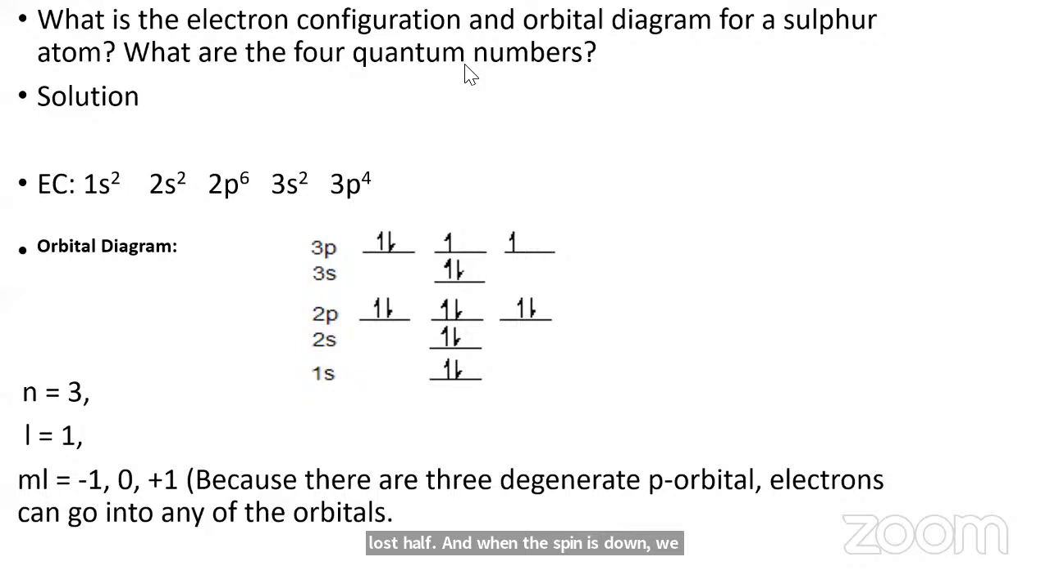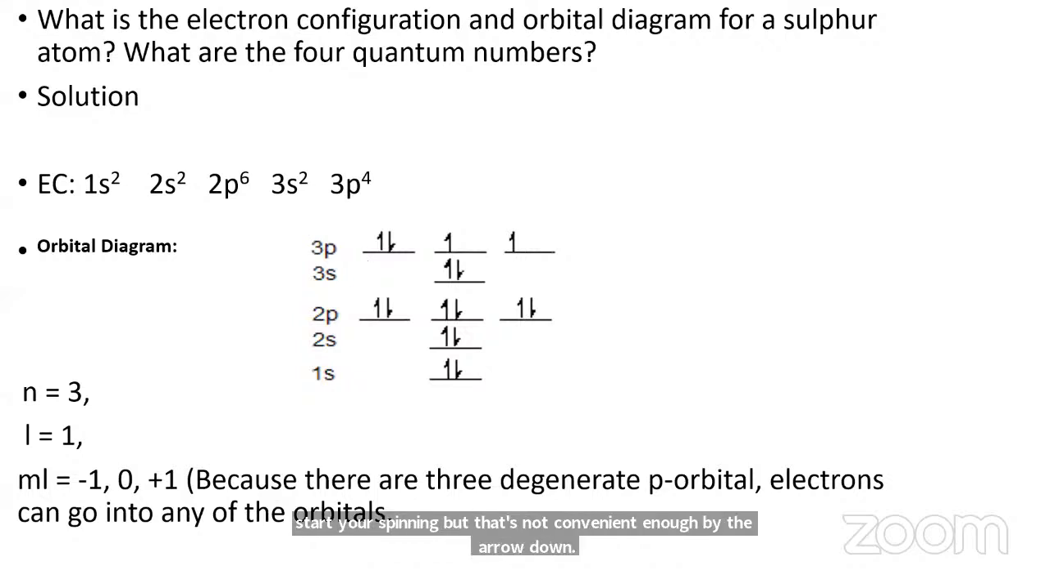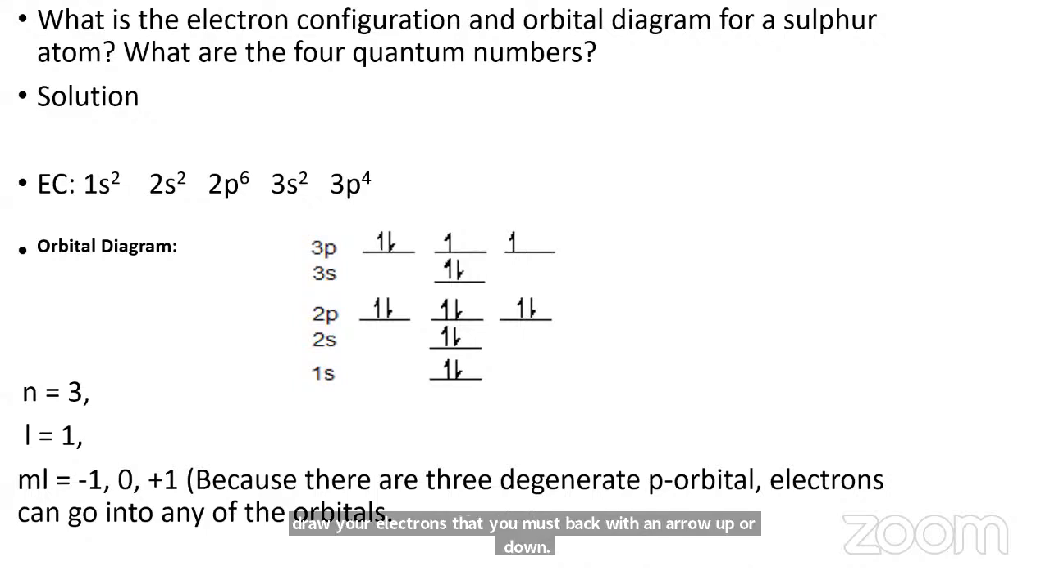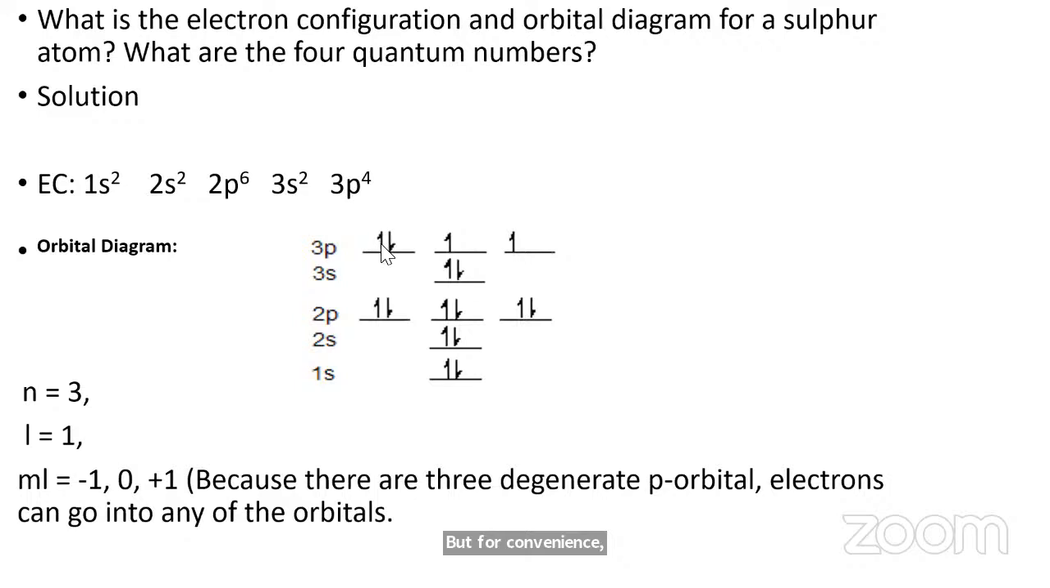That is your anti-clockwise. That is minus. So that is what that sign means. So it's not as if there is a fast and hard rule. There is no rule that tells you that when you want to assign or draw your electrons, you must start with an arrow up or down. No. But for convenience's sake, it's usually easier and simpler to start with the arrow up. And that is your spin up.